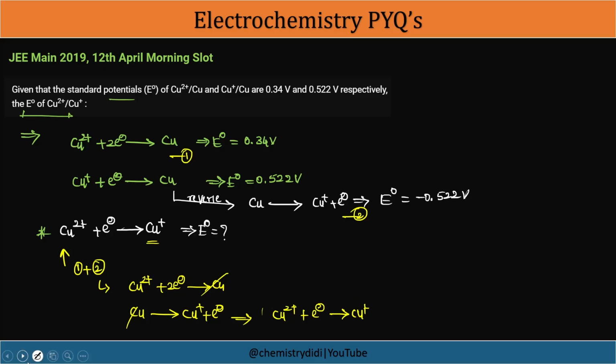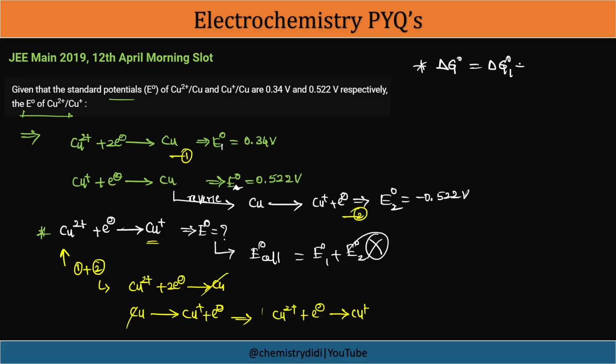This is where people make the mistake. As we added these two equations, we have got the desired equation. In order to calculate E naught cell for this reaction, people will directly add the electrode potentials. But this is wrong. We can't add these electrode potentials. We need to think about Gibbs free energy, because it is an extensive property, so Gibbs free energy has an additive property. We can add it, basically delta G1 plus delta G2.